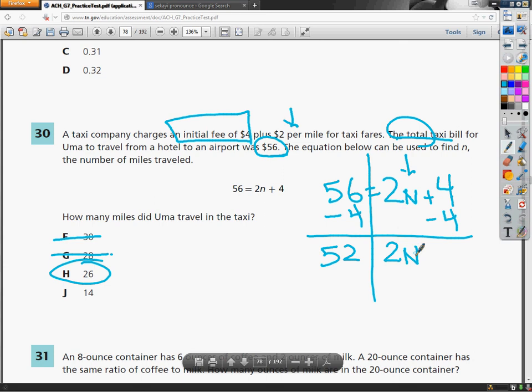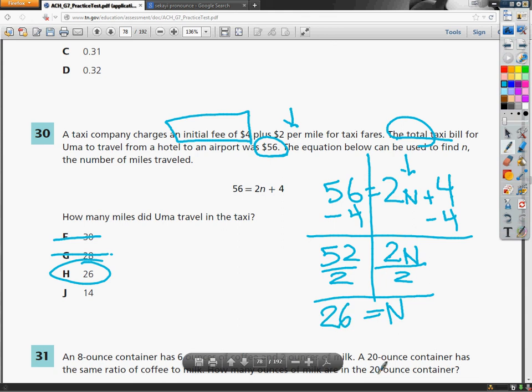I'm going to bring down my 2n, and this is the finish it step, which is the last step. I need to do the opposite operation of what's shown to get n by itself. So 2 is touching n, which means that they're multiplying, like hamsters touch and they're multiplying. Same with numbers and letters. Divide by 2 to get rid of times. 52 divided by 2 is 26.